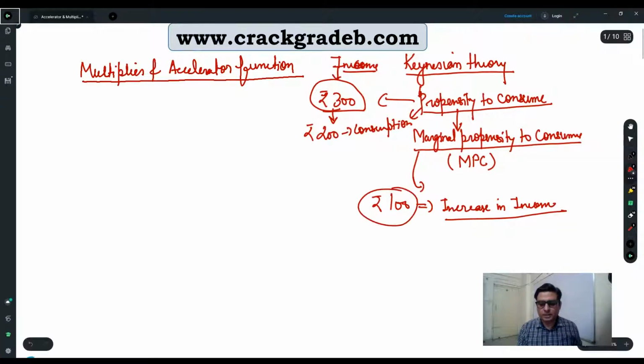Now his income is further increased by 100 rupees. Now his income is 400 rupees, because 300 plus 100 is 400. Now we find that he is able to consume 260.